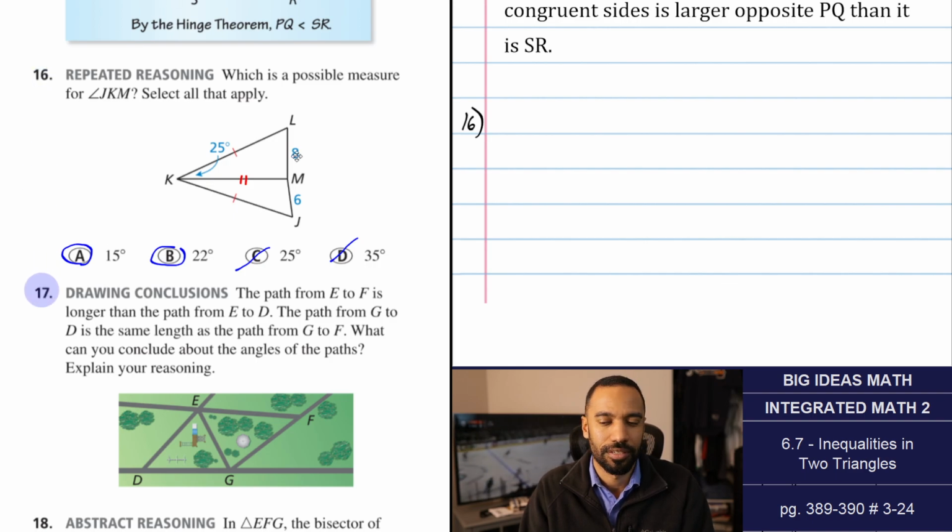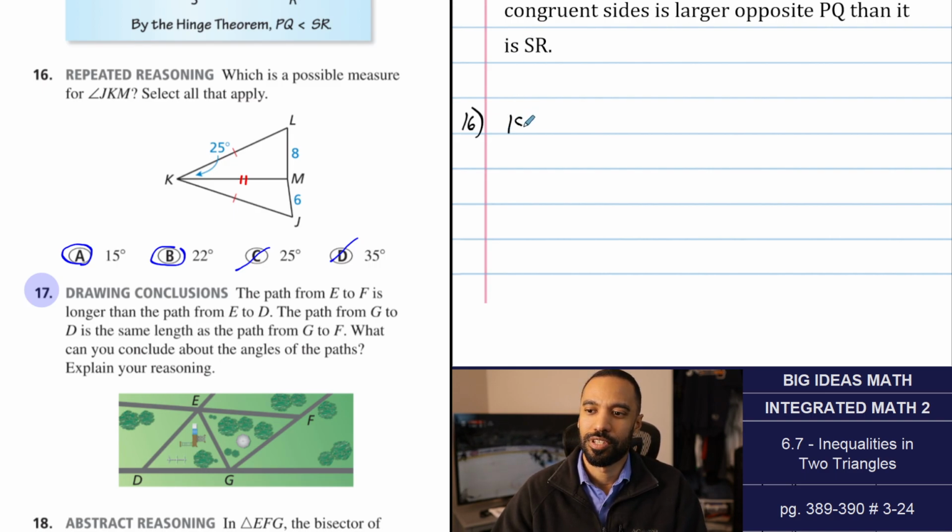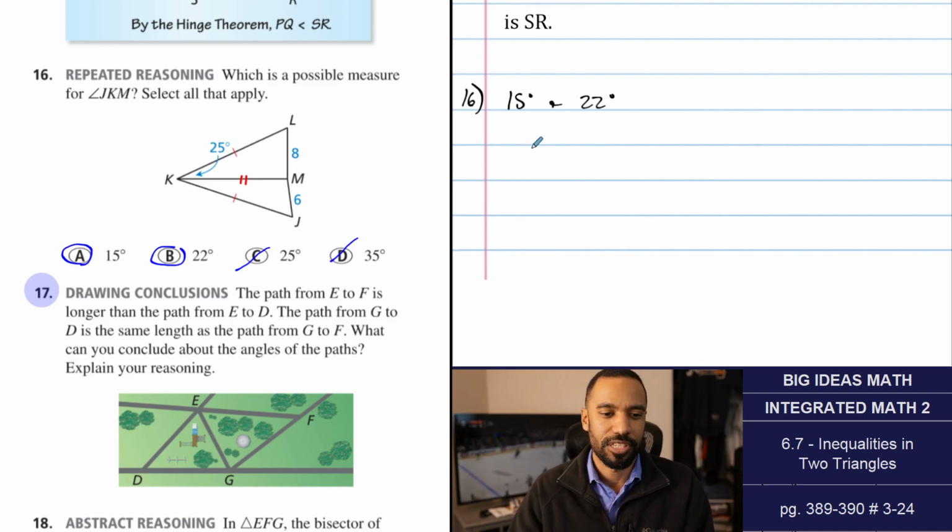Number 17. Oh, sorry. A and B. 15 degrees and 22 degrees. Okay, number 17.